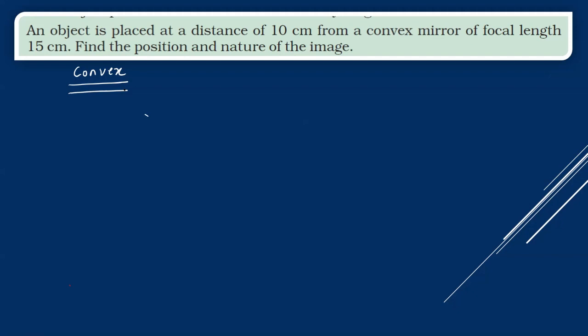The object is placed at a distance of 10 centimeters. So when I say the object is placed at 10 centimeters, that becomes my u. u is my object distance, it's 10 centimeters. By default, object distance is always negative, so you will write u as minus 10.